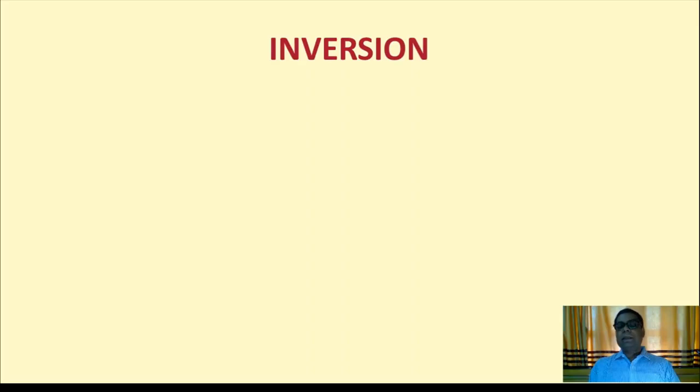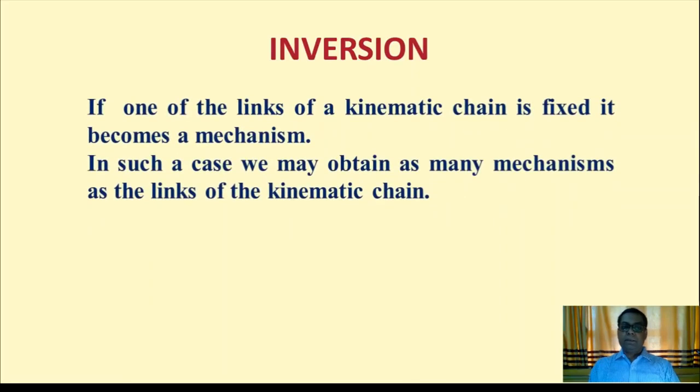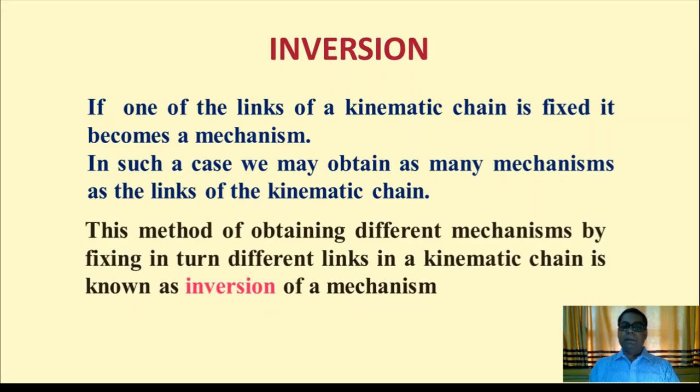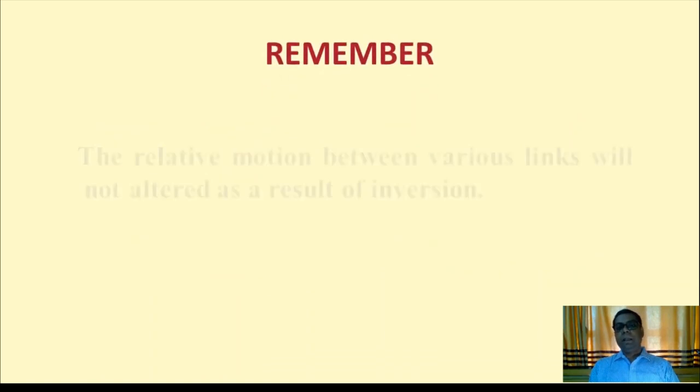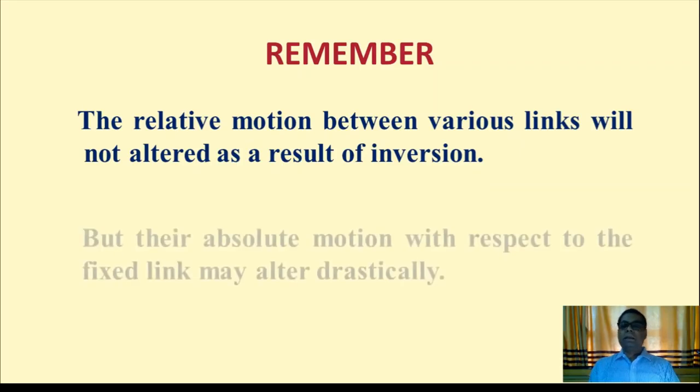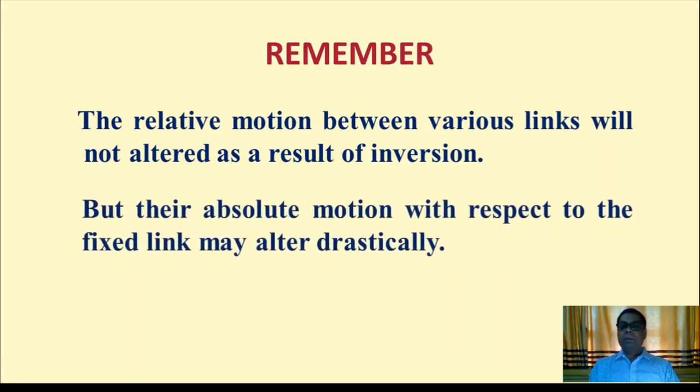Now let us discuss the inversion of the kinematic chain. If one of the links of a kinematic chain is fixed, it becomes a mechanism. In such a case, we may obtain as many mechanisms as there are links in the kinematic chain. This method of obtaining different mechanisms by fixing in turn different links in a kinematic chain is known as inversion of a mechanism. Remember, the relative motion between various links will not alter as a result of the inversion, but their absolute motion with respect to the fixed link may alter drastically.